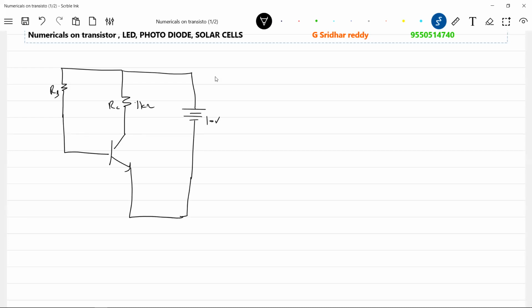RC, this you can call RB, and this is an NPN transistor. Beta of the transistor is given, and VC is 5 volt.